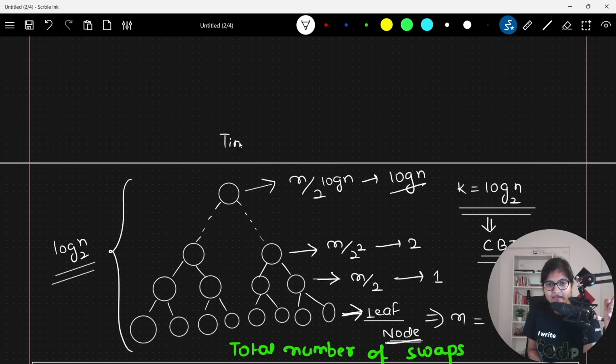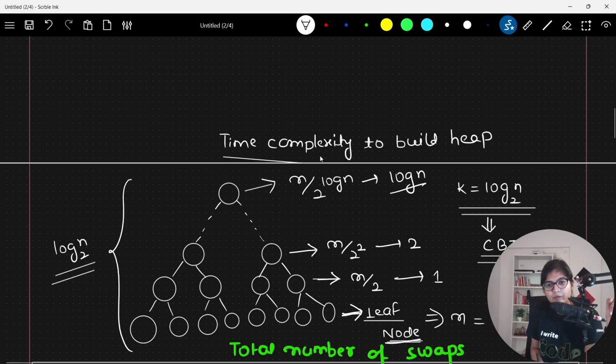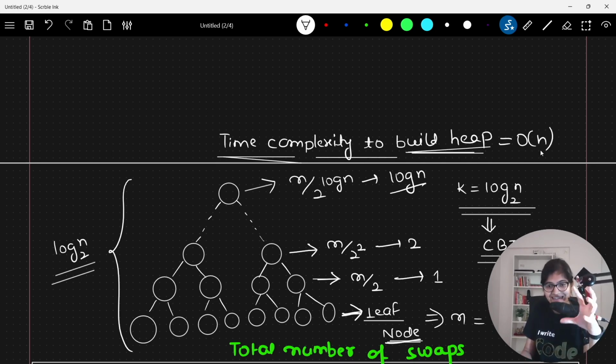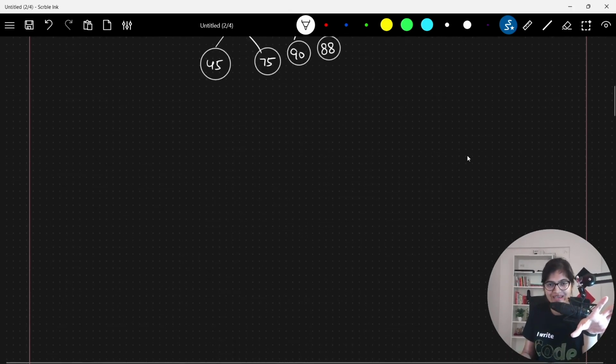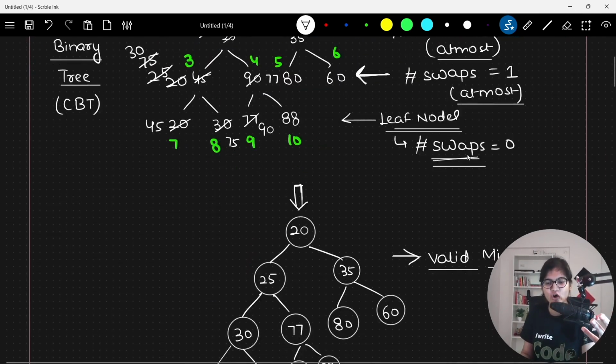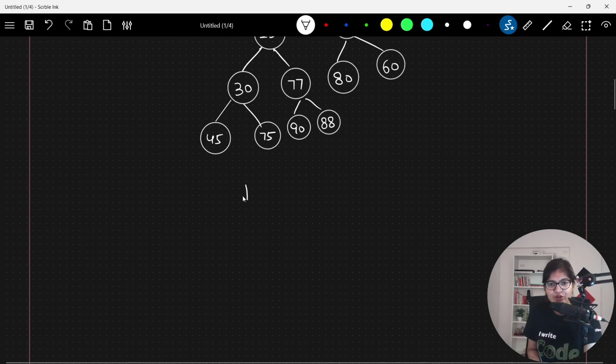So that's the complete intuition behind why it's usually said that whenever we are computing the time complexity to build any heap, it is big O of n. And the kind of method that we are using here, or that I have explained above, is what we call the heapify method.